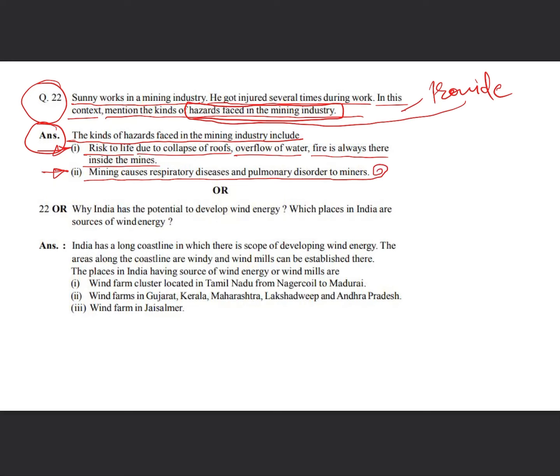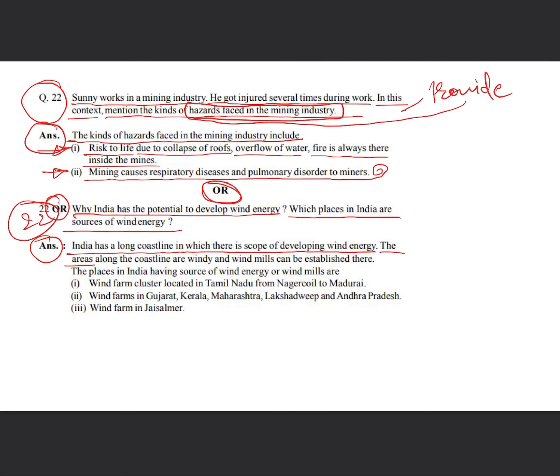Now, in question number 22, we have an option also, an or question. So, the second question for question number 22, that is or question: why India has the potential to develop wind energy? Which places in India are sources of wind energy? The answer to this is India has a long coastline in which there is a scope of developing wind energy. The areas along the coastline are windy and windmills can be established there.